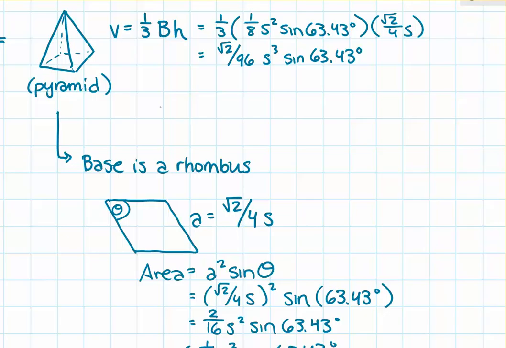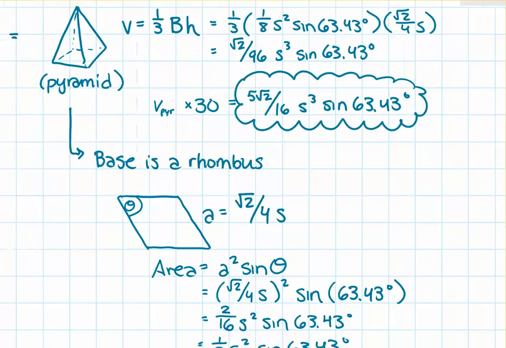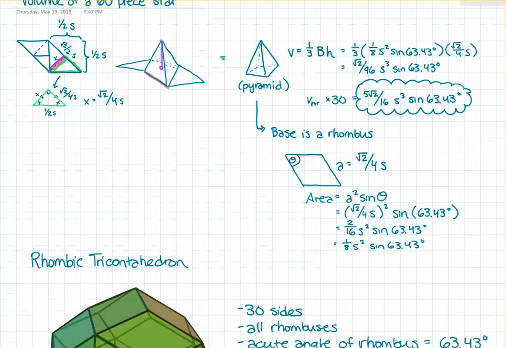So then we multiply this by 30. And we get that the volume of the 30 spikes is 5 root 2 over 16 s cubed sine 63.43 degrees. So we'll come back to this once we find the volume of the center.